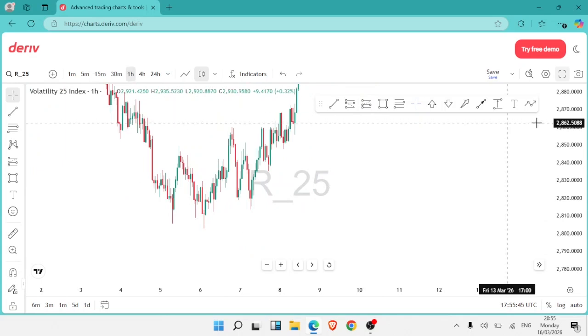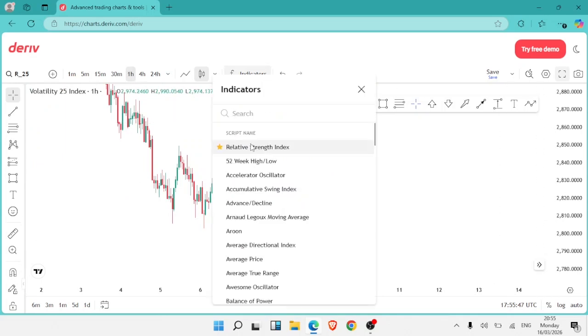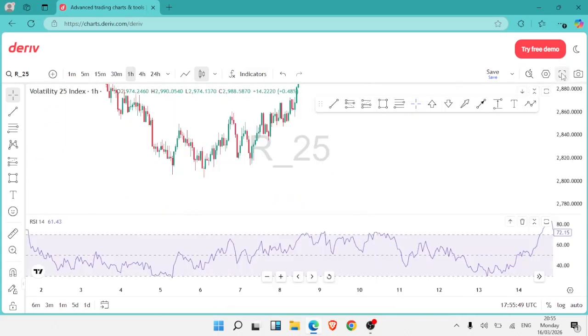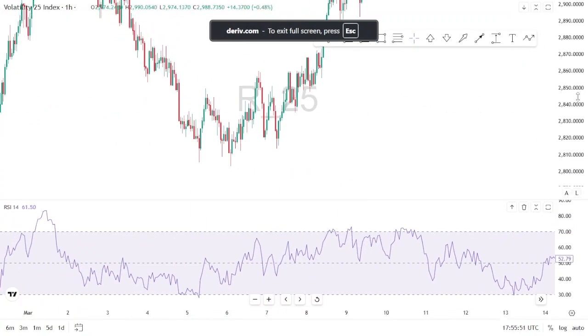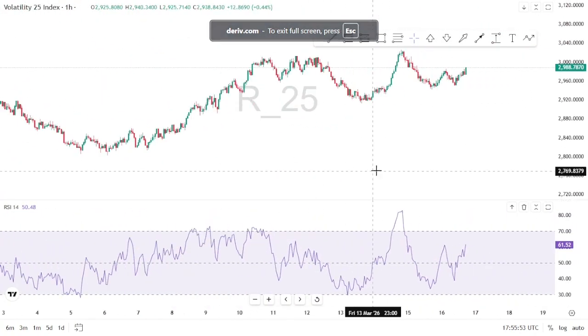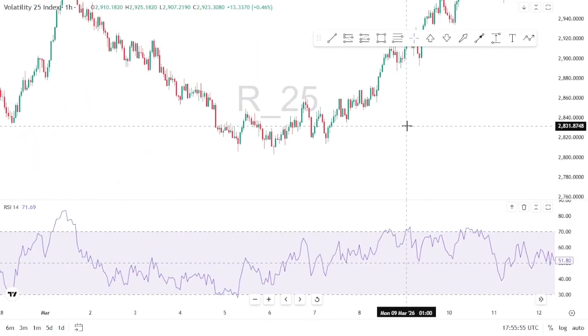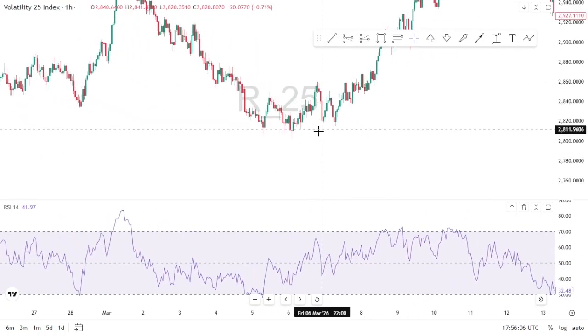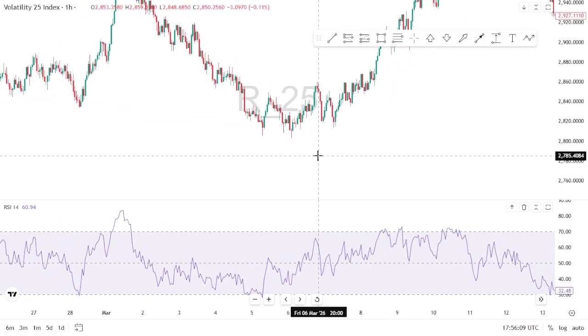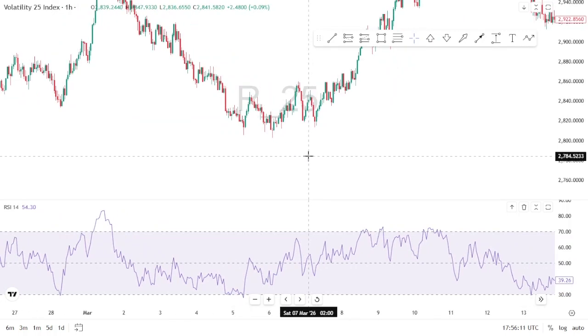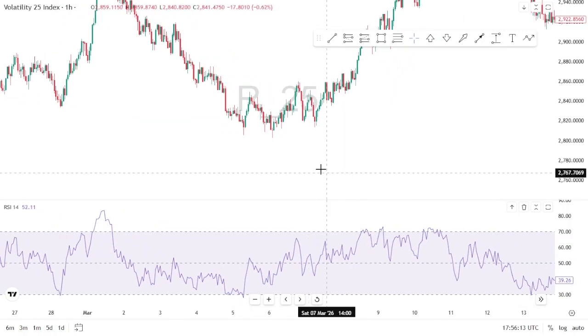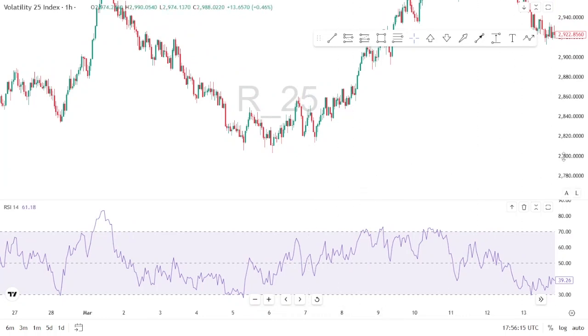Follow along with me and then you will get it. So, 1 hour time frame, I will pull up my relative strength index, and I'll put it in full screen mode, 4K, and enjoy the lesson. This model, I use it specifically to catch reversals, which are long-term reversals, and I'm going to show you how I do it.